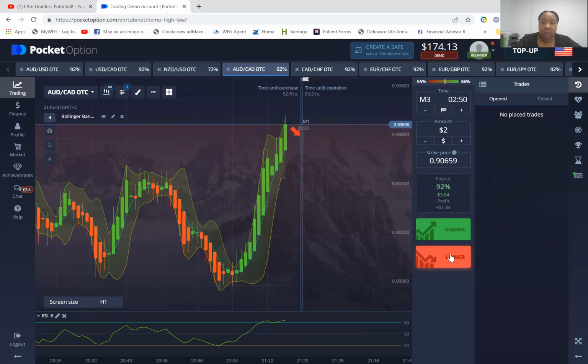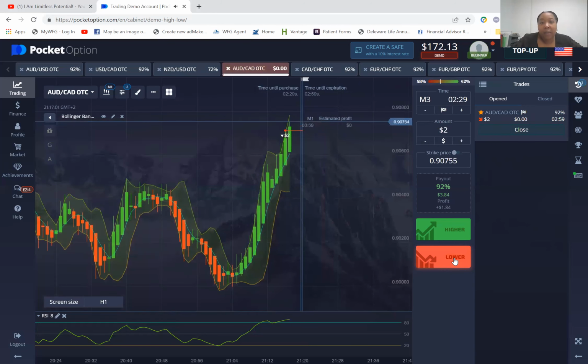So I'm just trying to identify my point of entry. I see that one, the candlestick before is outside of the band, and it still looks possibly could be continuing up, but it also could be coming down.